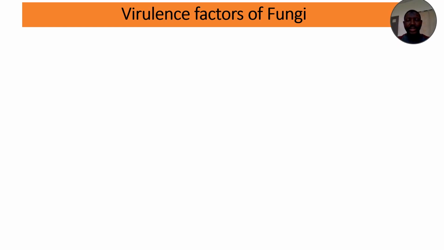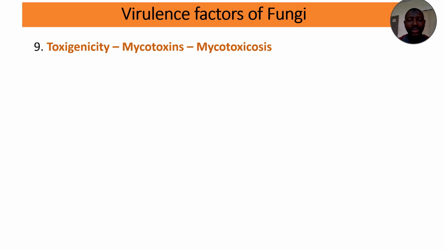Okay, now having discussed the virulence factors used in disease causation, we'll discuss another important virulence factor. The previous virulence factors we discussed are utilized by fungi to actively cause diseases in the host. That means the fungi has to be in the body of the host in order to establish the disease. Now we have a situation in which the fungi secrete toxins. That is, they cause diseases by means of toxigenicity.